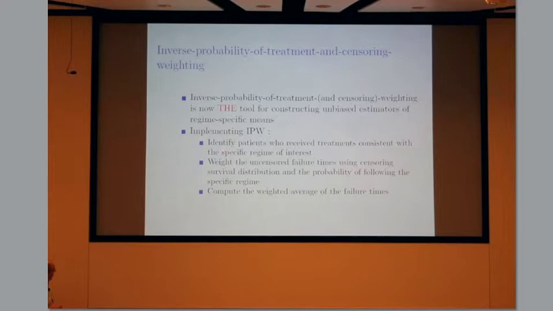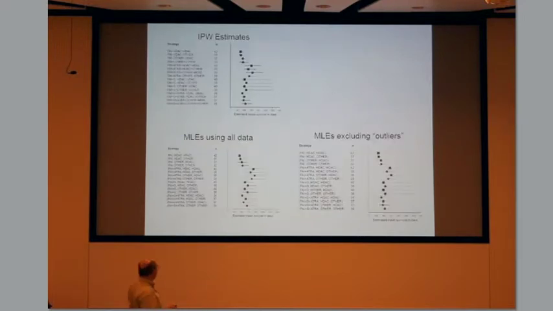What you do to implement this essentially is, first of all, given any regime, you identify the patients who receive treatments consistent with that regime, and then you weight the uncensored failure times using the censoring time distribution and the probability of following the regime, and compute the weighted average of the 4 failure times. That's roughly what we did, although obviously it's more complicated. Here's what we got. So after all of that and all the modeling and programming, here's the payoff.